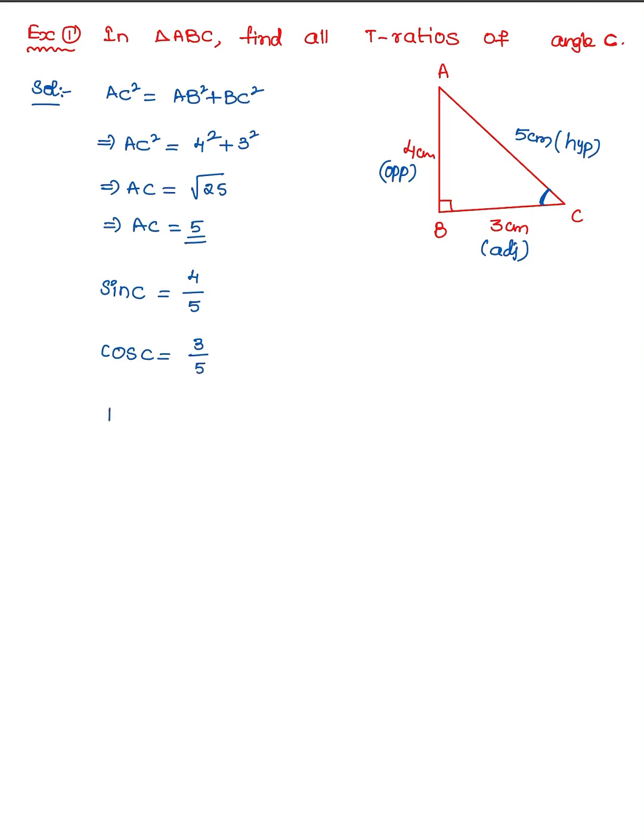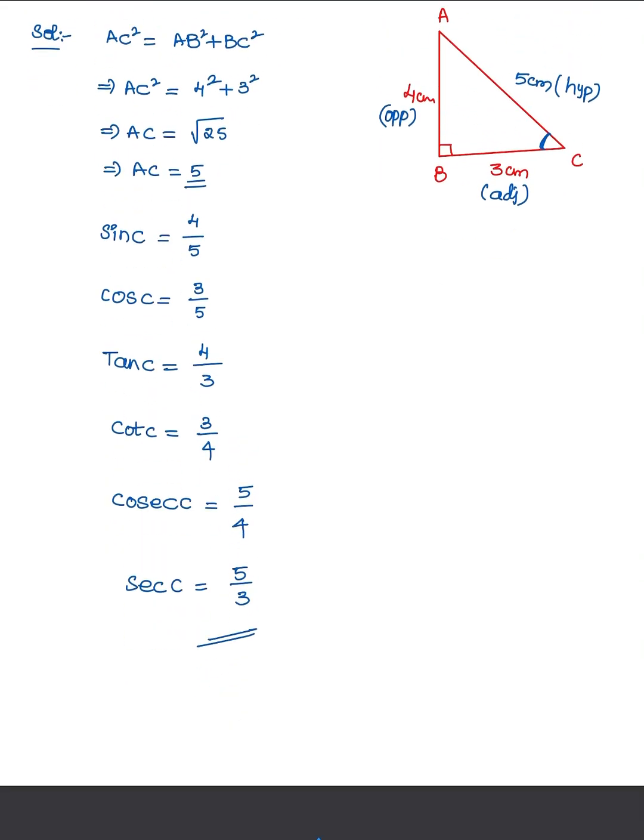Tan C is equal to opposite, that is 4, upon adjacent 3. Then cot C is equal to the reciprocal of tan, so 3 by 4. Then cosecant C is equal to the reciprocal of sine, that is 5 by 4. Next, secant C is equal to the reciprocal of cos, that is 5 by 3. So like this we can find. This is one type of question.